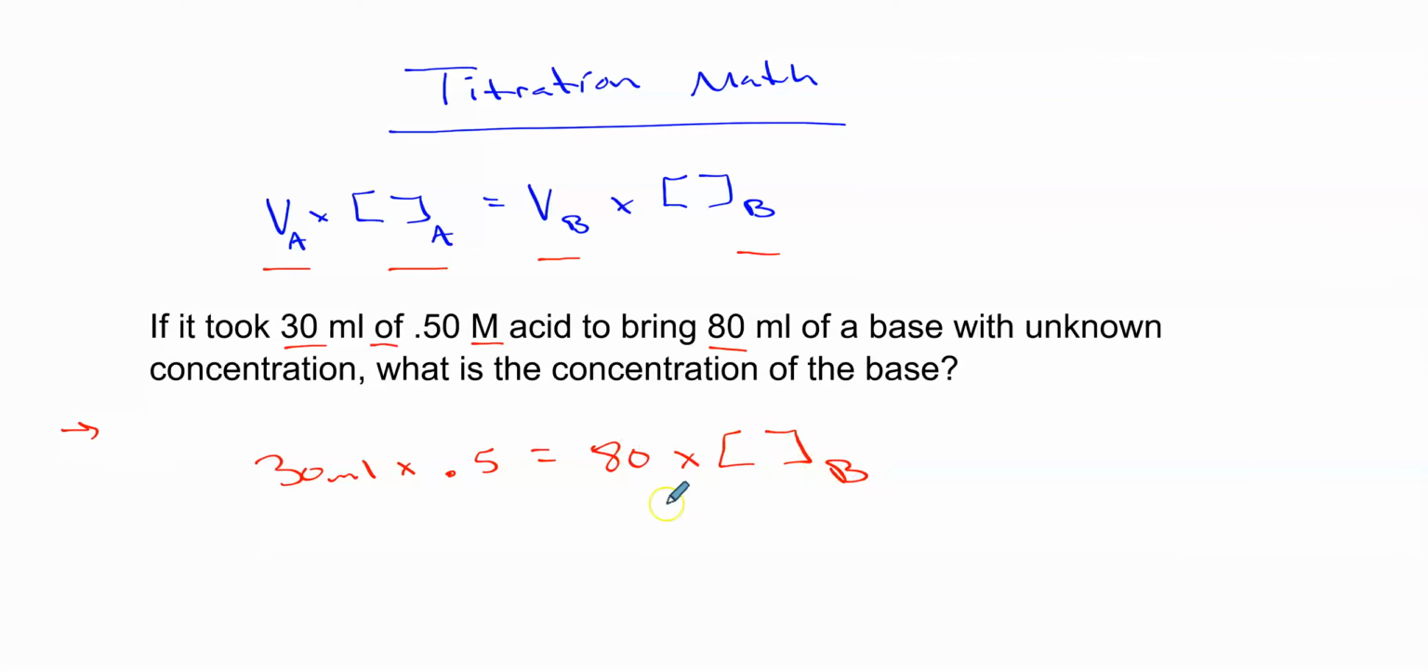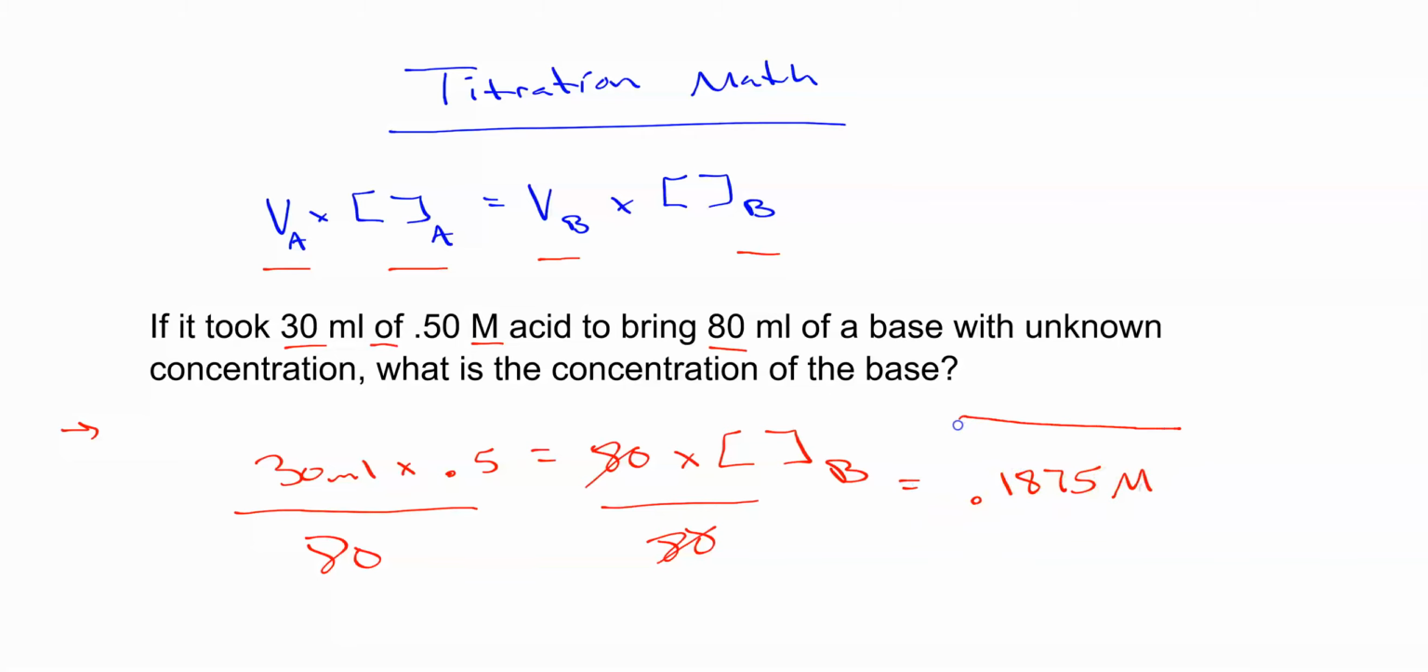Pretty simple math here. I divide both sides by 80, and then this will cancel out and leave me with just what the answer needs to be. It's 30 times 0.5 divided by 80. When I type that into my calculator, I get 0.1875 molar is the concentration of the base originally.